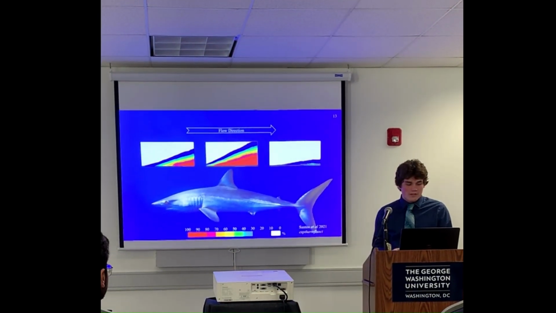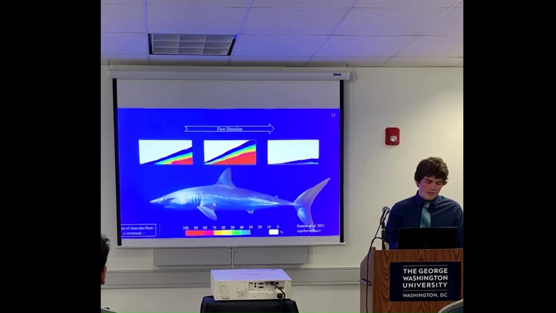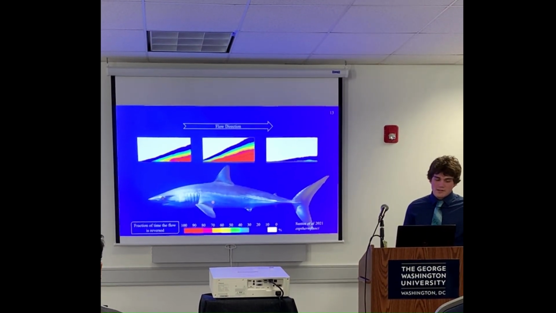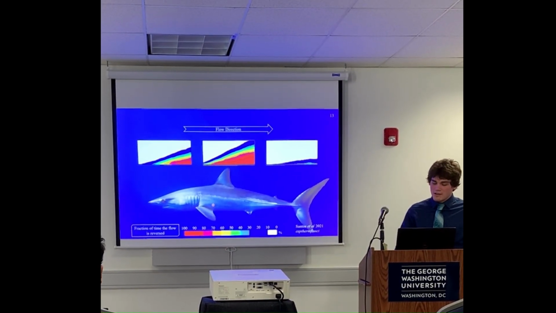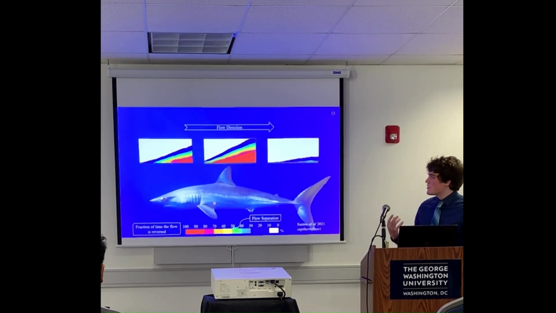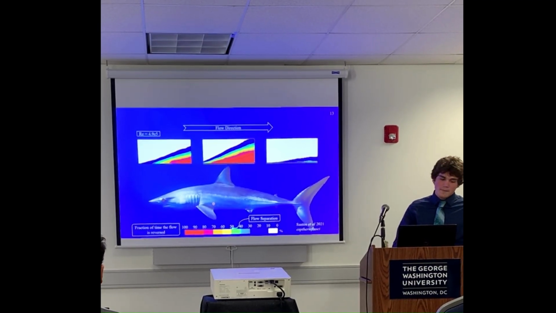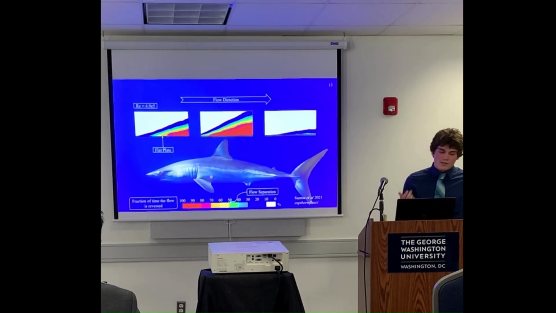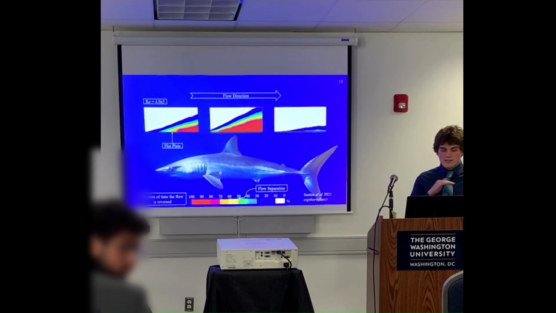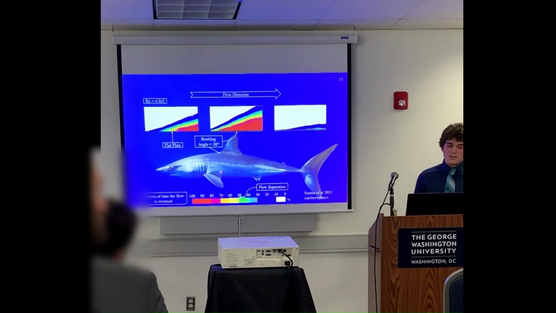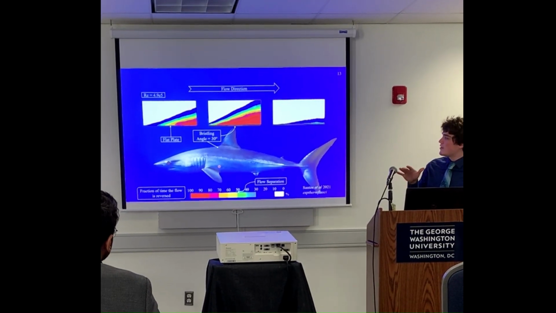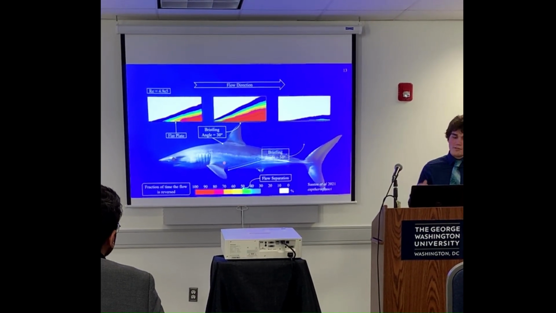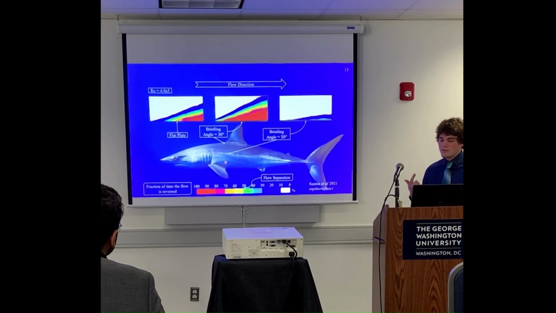Some more work done by Santos. The color map is the fraction of time the flow is reversed. So right at 50% is where we would see flow separation. This is a Reynolds number of 4.9 to 5. On the left, that image it's over a flat plate. The middle image is shark skin with a bristling angle of 30 degrees, and on the far right is bristling with an angle of 50 degrees.